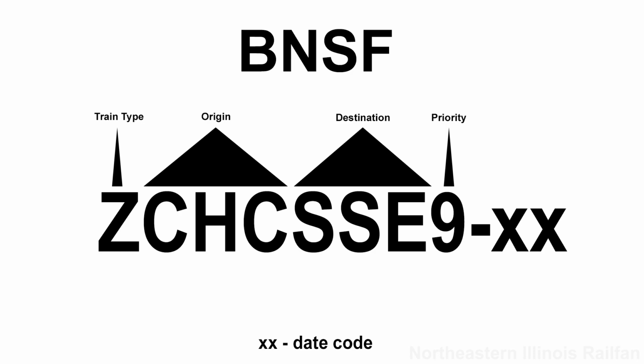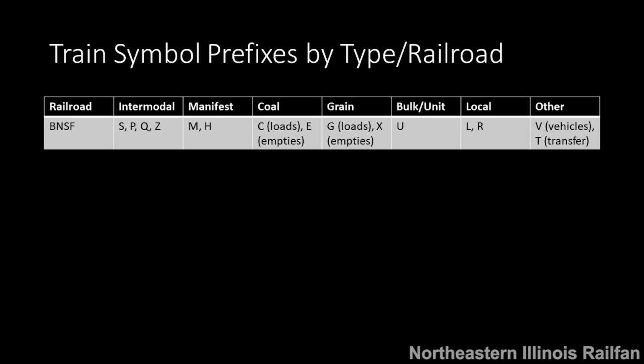For BNSF, the train symbol is 7 letters followed by a number. The first letter is the type of service. S, P, Q, and Z are intermodal. M and H are manifests. C is coal loads and E coal empties.